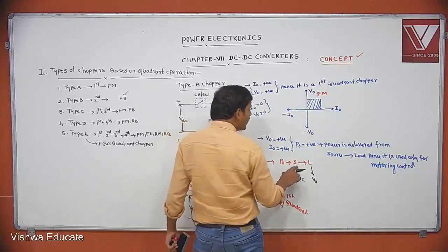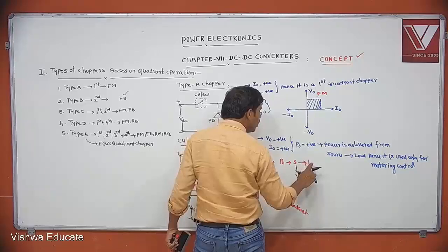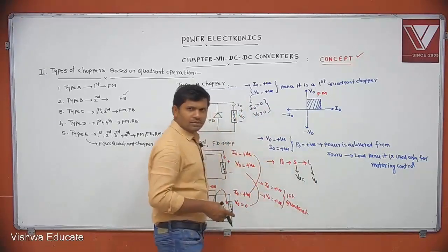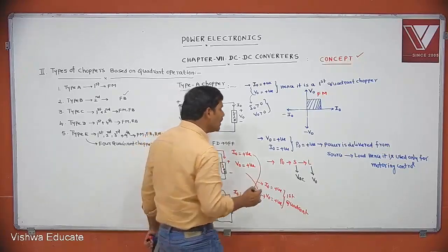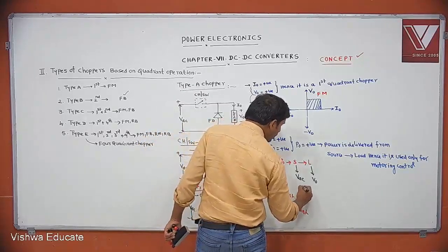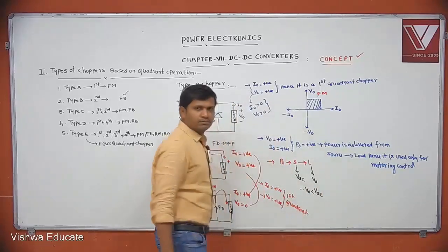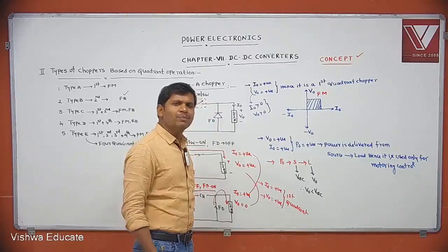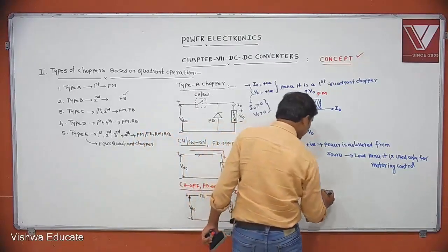Power is delivered from source to load, which in general means power is delivered from high voltage to low voltage. That's why here power is delivered from source voltage to load voltage, so the load voltage is less. Therefore, V0 is less than VDC. V0 less than VDC means what operation? Step down operation. Hence, type A chopper is also called step down chopper.